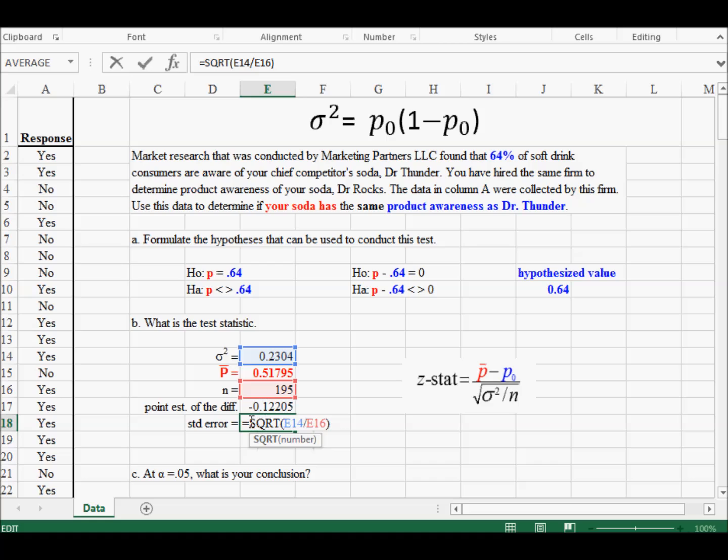And that's what we did here. We got square root, parentheses, the sigma squared, divided by n, which in this case is 195.